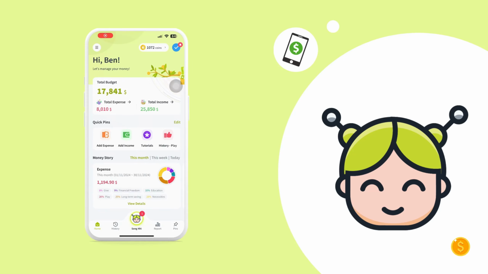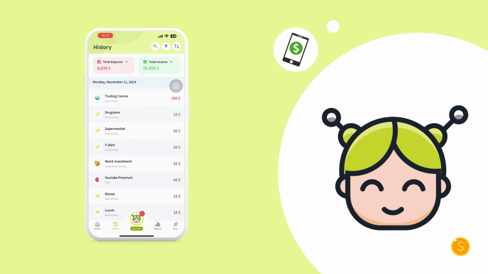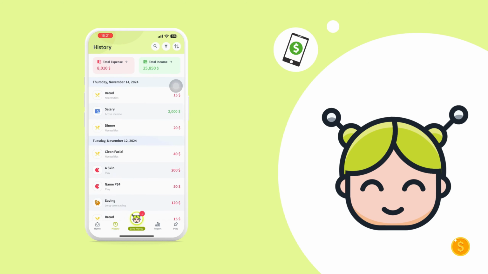In this tutorial, I'll guide you through using advanced features to manage transactions on the Song Nhi app. Let's jump right in. First, head to the History section. Here, you'll see your total expenses and income at a glance, and you can scroll down to view all of your transactions. To create a custom financial report, go to the top right corner and tap the Filter icon.